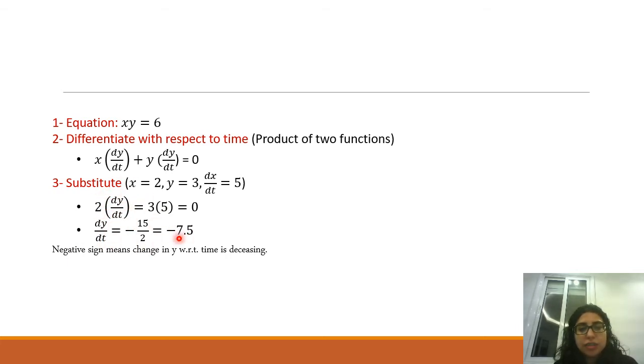You do the calculation, and it's negative 7.5. What does the negative stand for? A negative means that it is actually decreasing. So the change in y with respect to time is decreasing. With time, the value of y is actually decreasing.